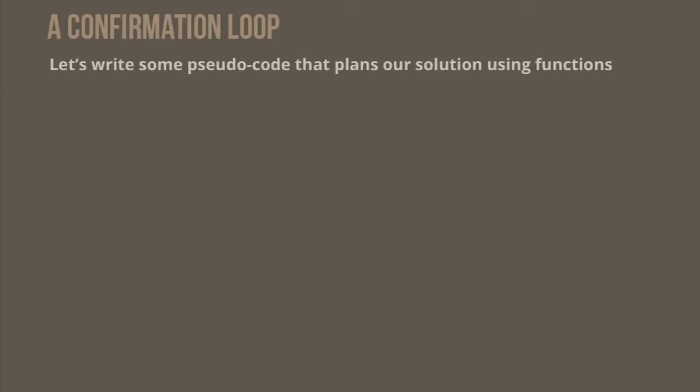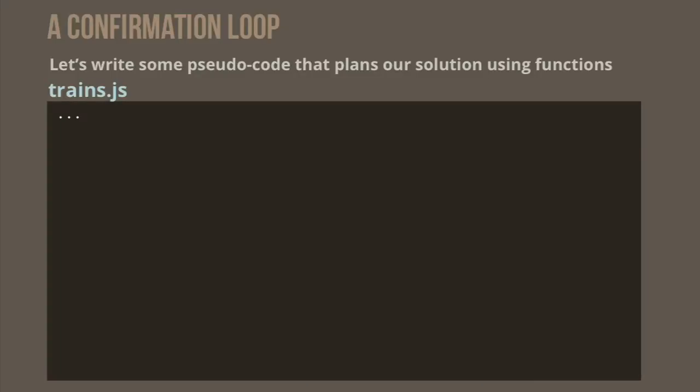Alright, so now that we're masters of confirm, prompt, and alert and know how to move between the three, let's see if we can make a simple name entry system for our train service. We're going to write a confirmation loop, and let's prepare some pseudocode first that sort of plans our solution using these functions. So in our trains.js file, you see these three dots here. That just means we've got a whole bunch of extra code handling our trains. And here we will start our confirmation loop.